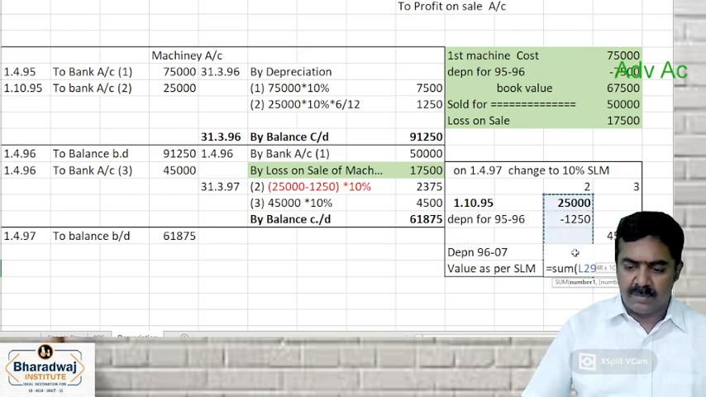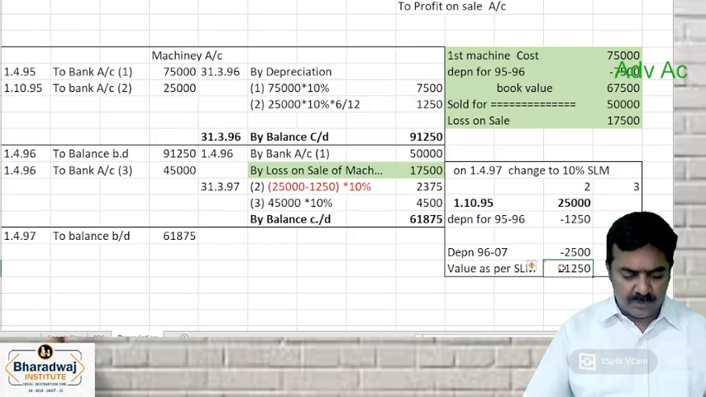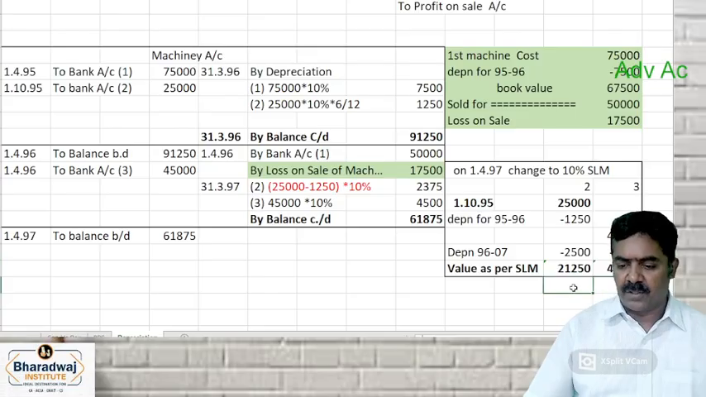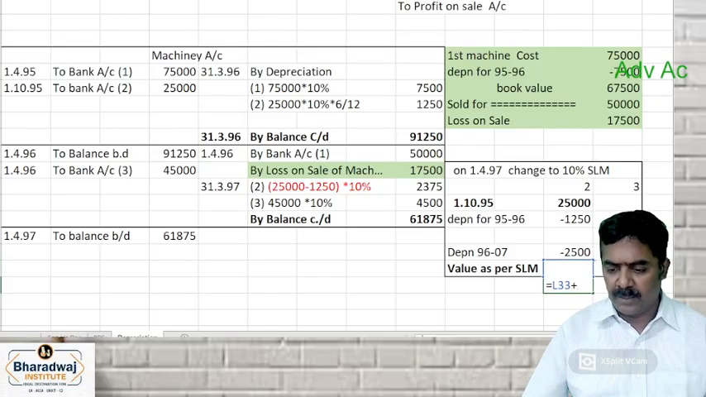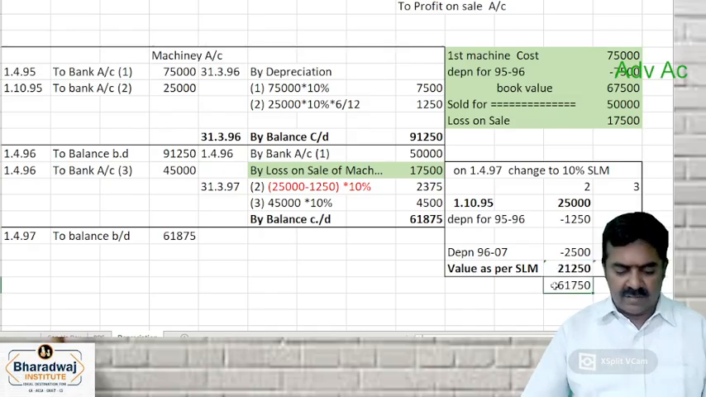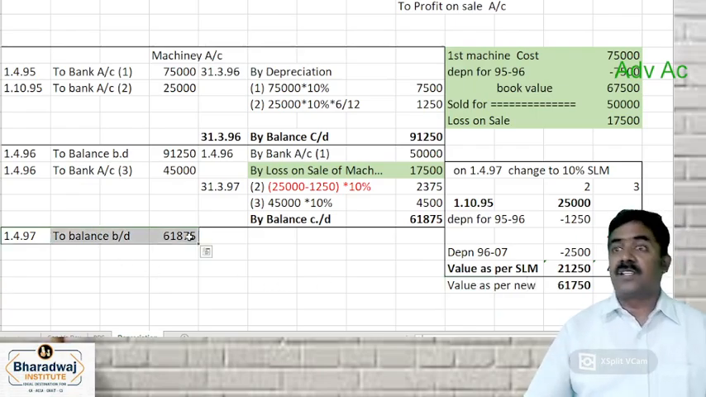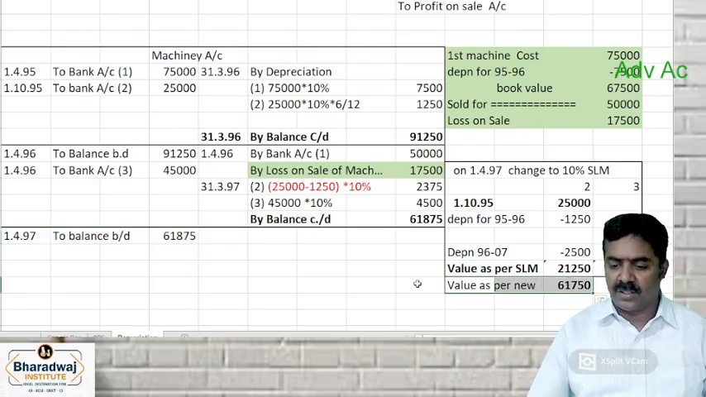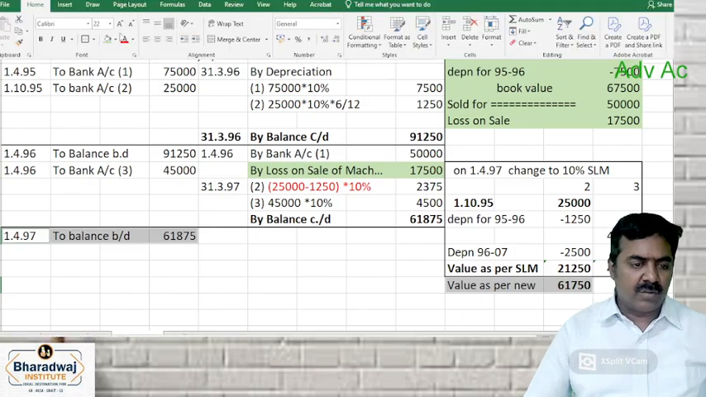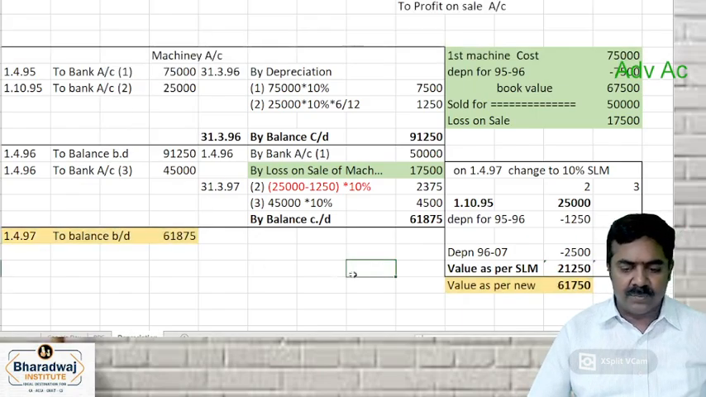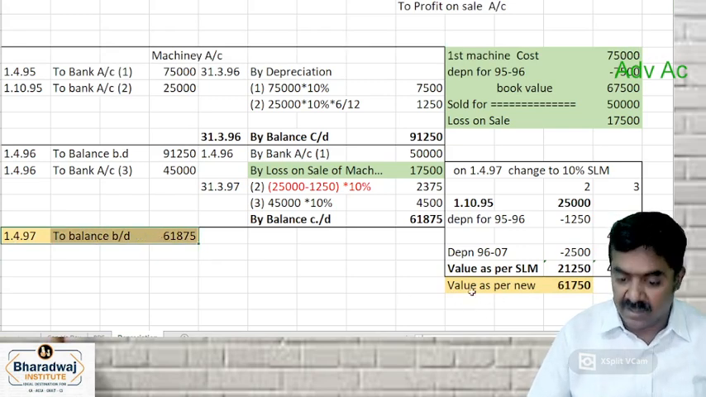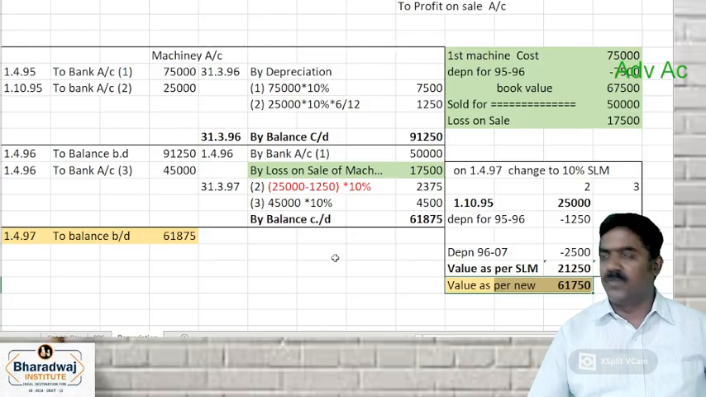25,000 minus all depreciation will come to 21,250. So what is the total value as per the new method? 21,250 plus 40,500. This is the value as per the new method. What is the value as per the old method? It is 61,875, but it should be only 61,750. We have more value in the ledger. It is 61,875, but the value should be only what? 61,750. What to do?